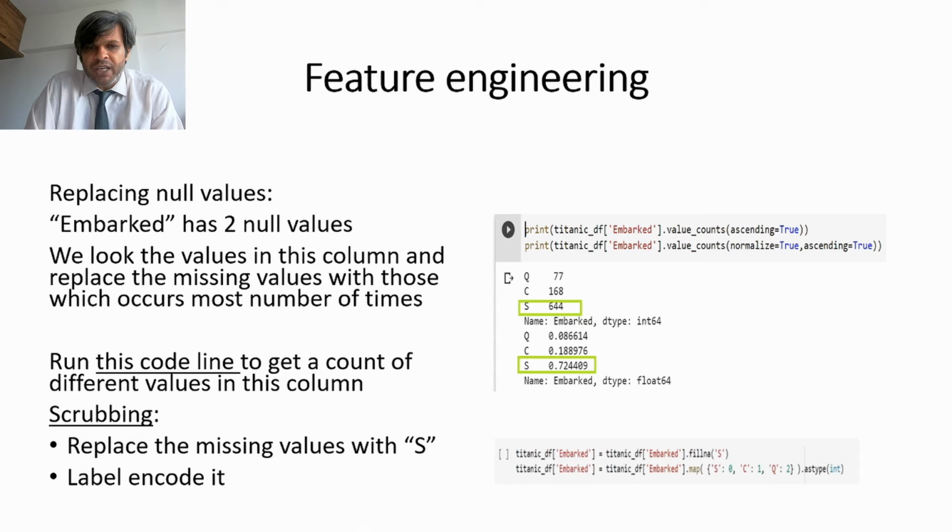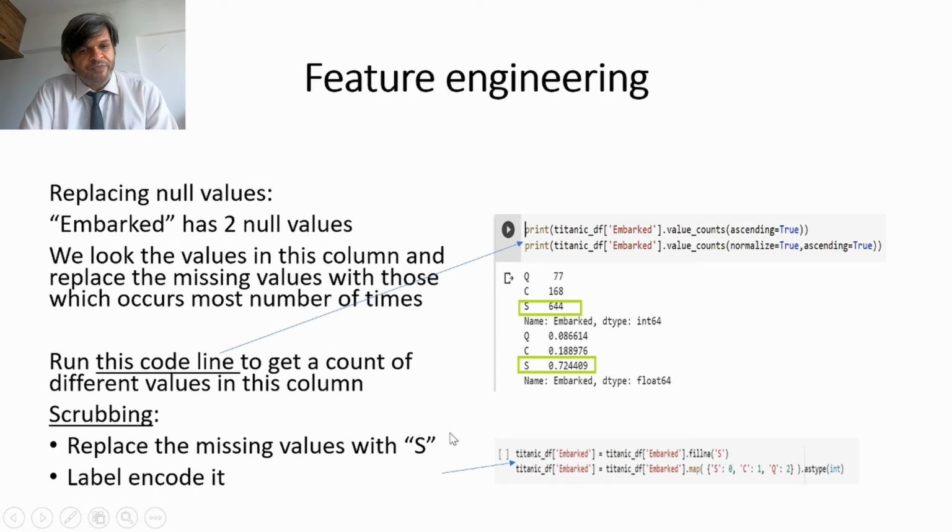So we see what values commonly occur in that column. We run this line of code to get the count of the different values within that column, and we see that Q, C, S are the three different values which occur in embarked. We see that S occurs the most number of times within that column. So we replace those two null values with the value S, and then we do a label encoding of this embarked column: S is equal to 0, C is equal to 1, and Q is equal to 2. This is how we have handled the embarked feature.